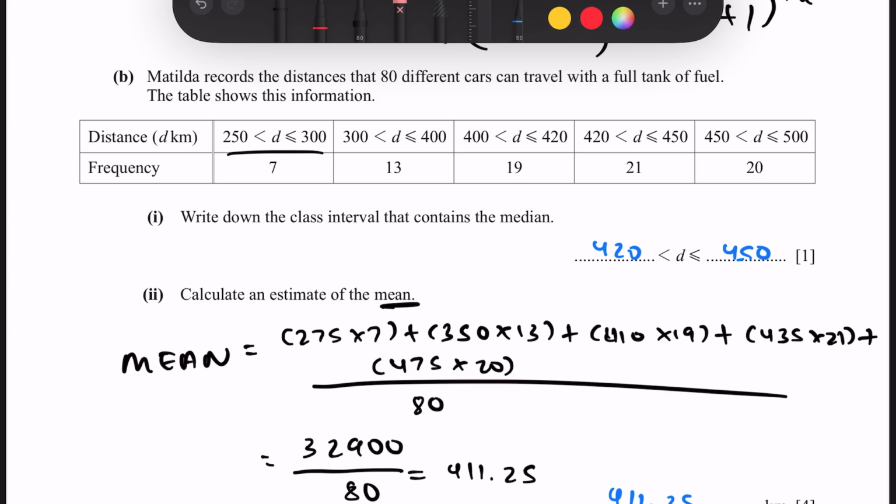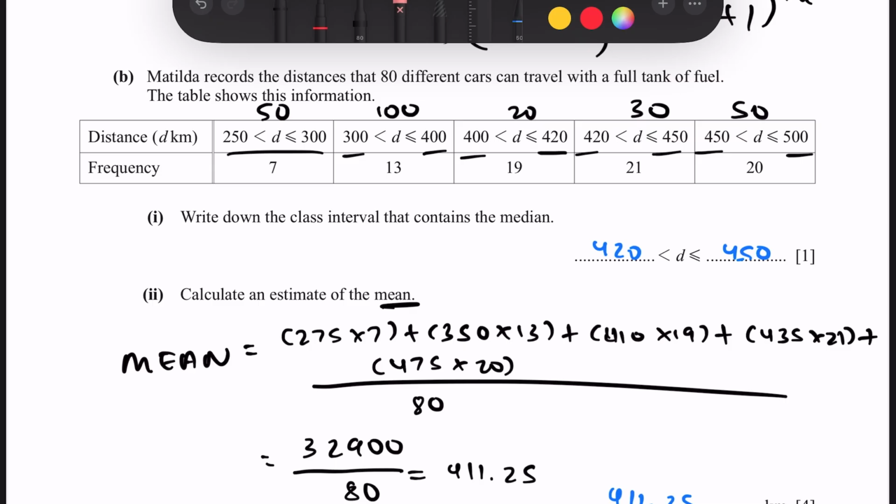So 300 minus 250 is equal to 50. 400 minus 300 is equal to 100. 420 minus 400 is equal to 20. 450 minus 420 is equal to 30. And 500 minus 450 is equal to 50. Sorry, I wrote 45. It should be 50.